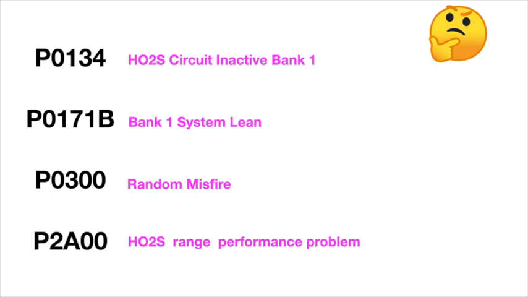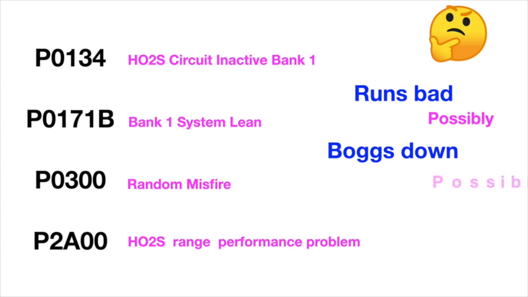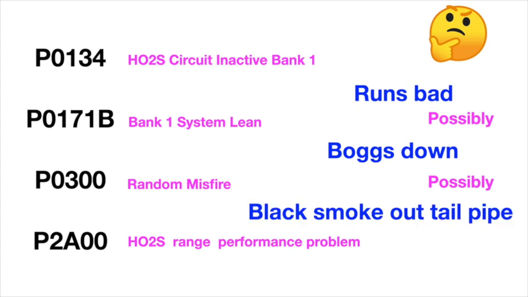Now let's look at our last code, P2A00, the heated oxygen sensor range performance problem. Could that cause it to run bad? Okay, I'd have to say possibly the same thing, if it's bad enough and long enough. How about bogging down? Well, again, possibility, I guess. How about black smoke out the tailpipe? If the oxygen sensor has a range performance problem and it's bad enough and long enough, I'd have to say it's possible that it could be the case.